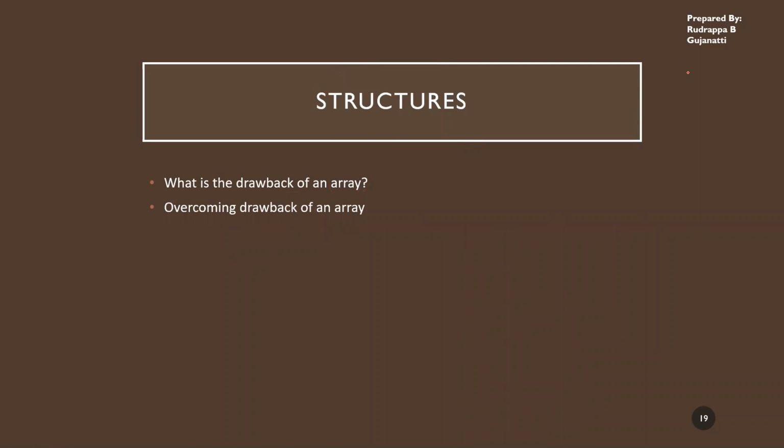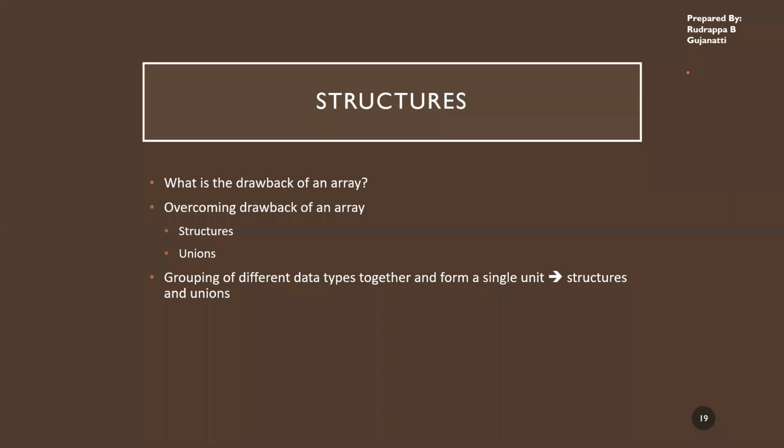Structures basically try to overcome the drawback we mentioned. Since arrays can store only a single data type, if I have to store data of different types, say one student's information, all the information will not be of the same data type. So in order to overcome this, we go for structures. Apart from structures, we can go for unions also. We'll check all these one by one.